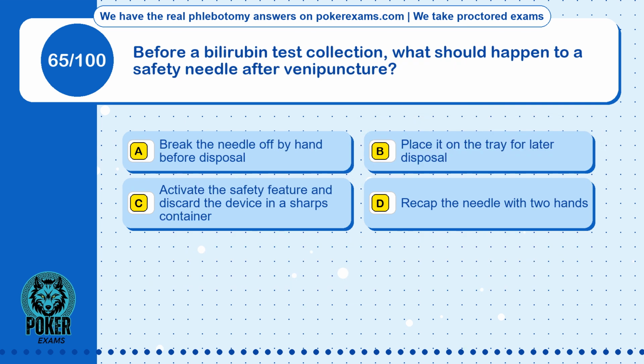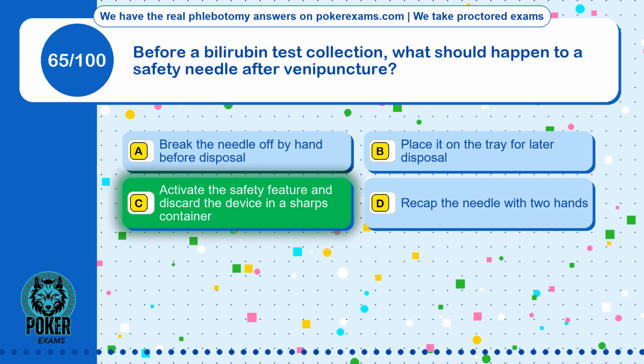Question 65. Before a bilirubin test collection, what should happen to a safety needle after venipuncture? Option A, break the needle off by hand before disposal. Option B, place it on the tray for later disposal. Option C. Activate the safety feature and discard the device in a sharps container. Option D. Recap the needle with two hands. The correct answer is option C.